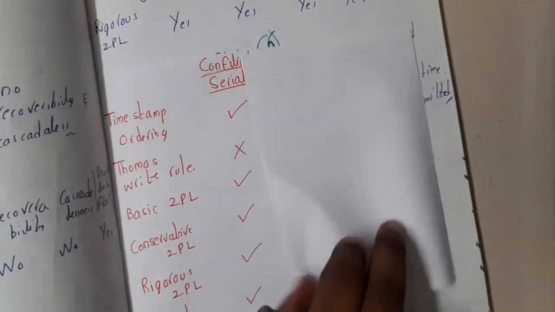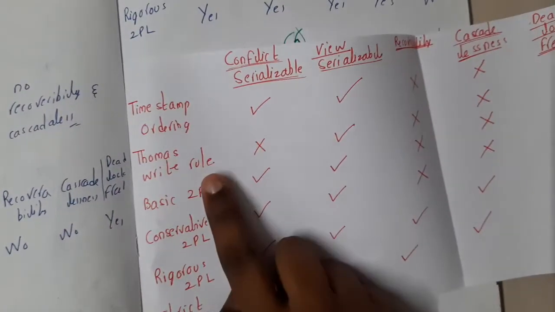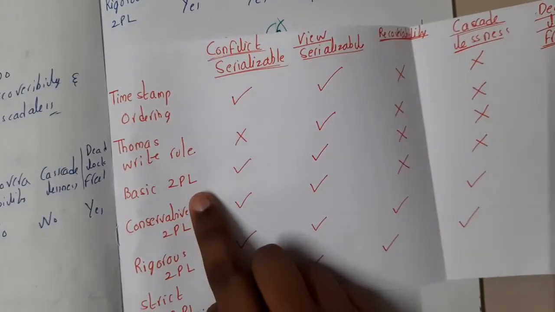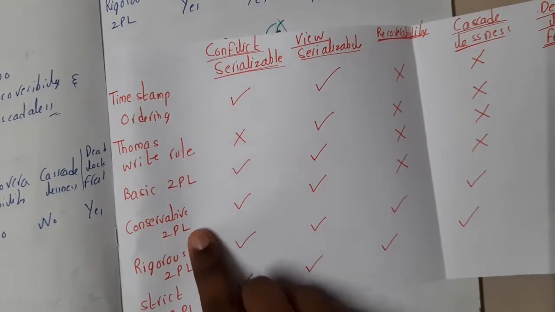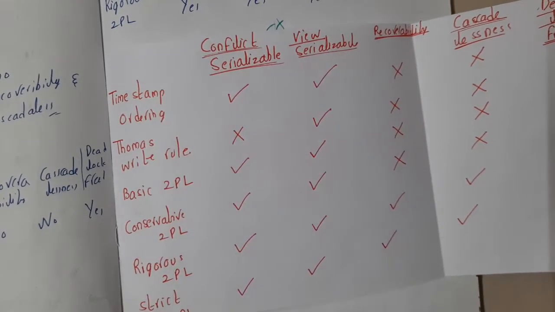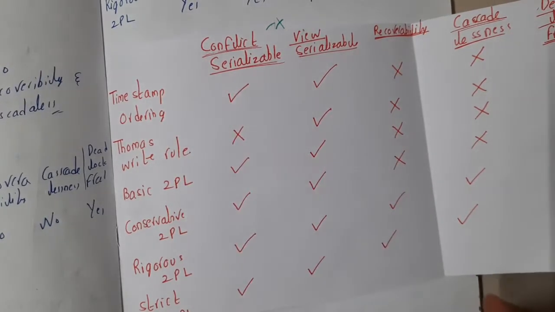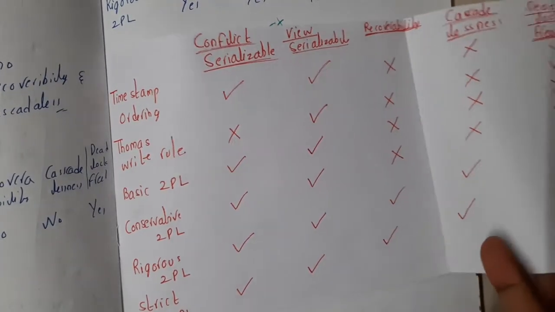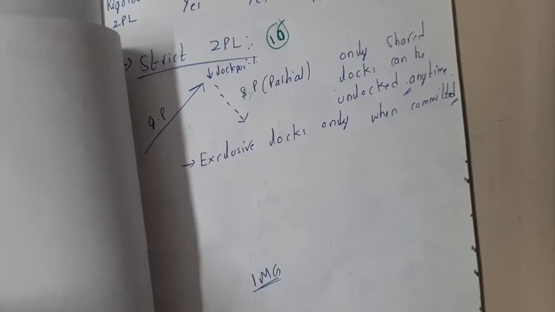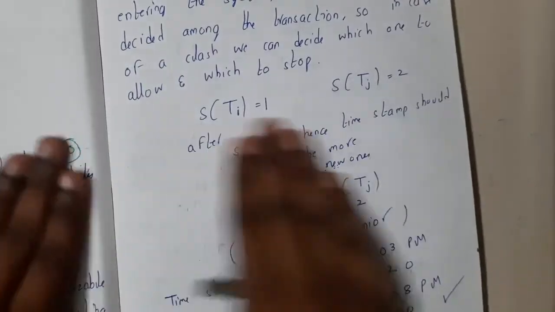The first one will be time stamping. The next one will be Thomas Write rule. Then basic 2PL. Then conservative 2PL. Then rigorous 2PL. Then strict 2PL. I think 6, right? 1, 2, 3, 4, 5, 6. So these are the 6 algorithms which we'll be discussing in the next 6 lectures, guys. So from the 10th lecture to the 16th lecture, right? Okay, so let us start.